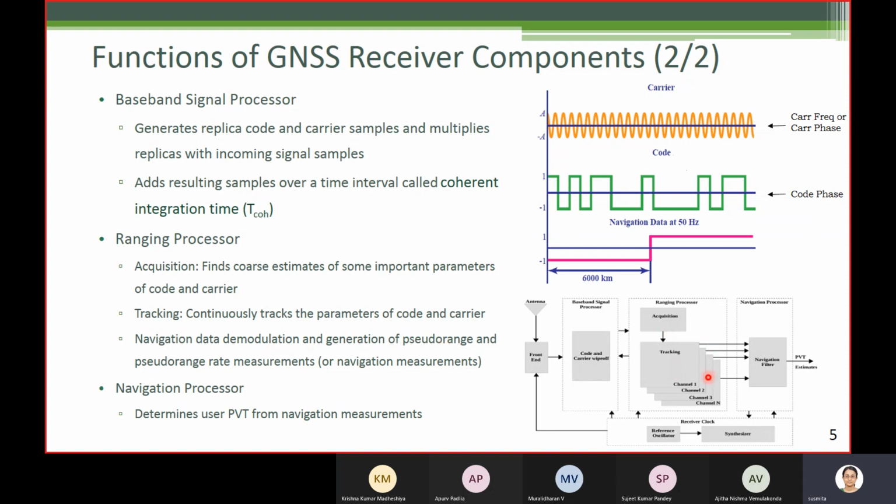So the objective of the ranging processor is to actually find the navigation data from the signal and generate pseudo-range and the pseudo-range rate. Pseudo-range rate is basically the time derivative of the pseudo-range measurements. And this would not be possible if the replica, carrier, and code are not aligned with the incoming. So the tracking loop continuously does it, and when it does it successfully, the navigation data is demodulated, obtained from the signal, and at the same time the range and range rate measurements can also be generated.